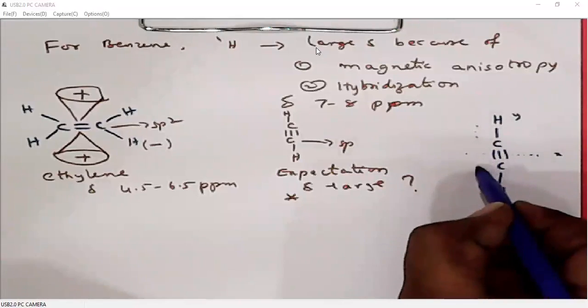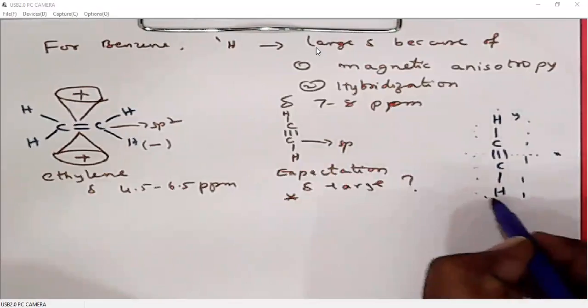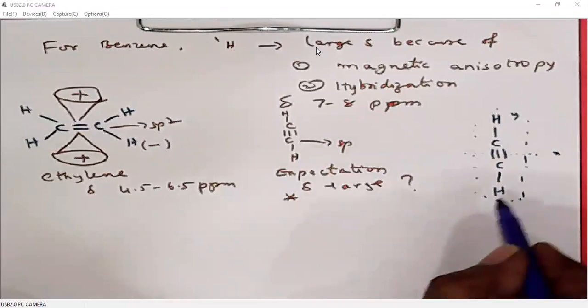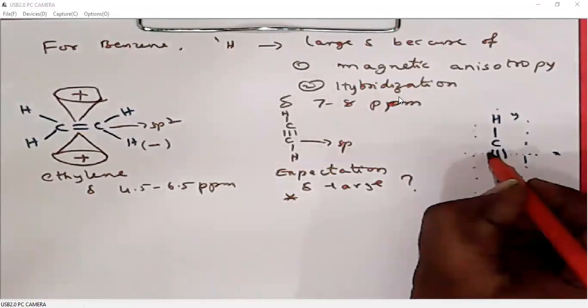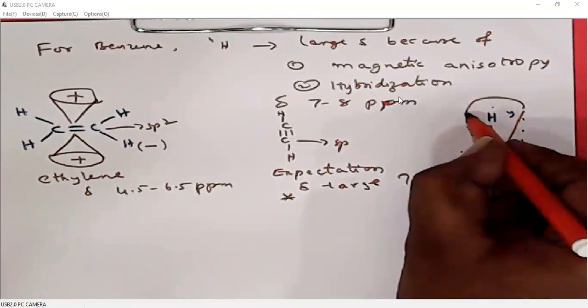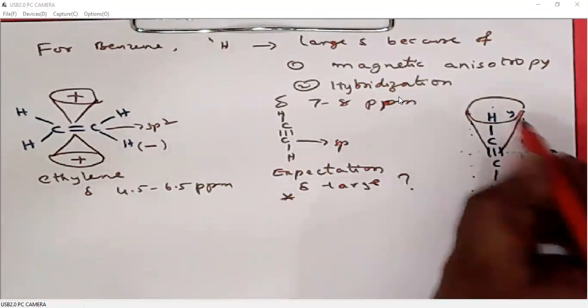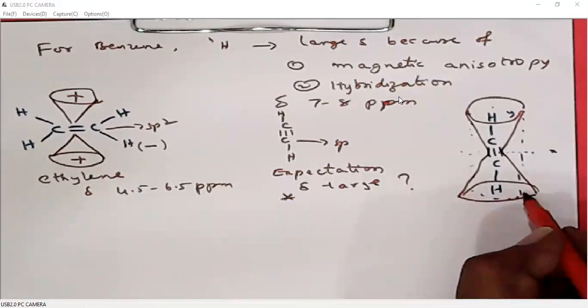So we can take that the pi electrons distribute around this acetylene molecule. So as a result, what will happen in the case of an acetylene molecule? This is a shielded region. Why? Because the pi electrons are distributed like this, so it comes under the shielded region.